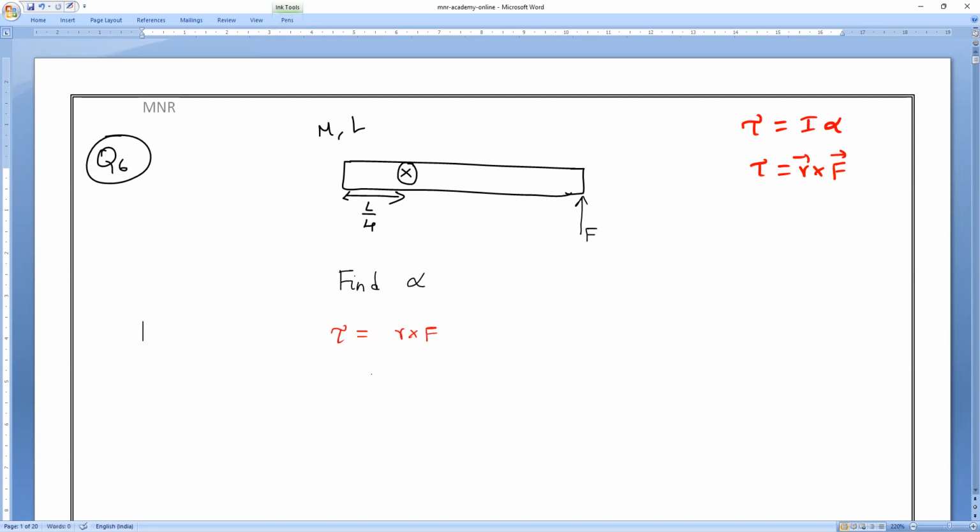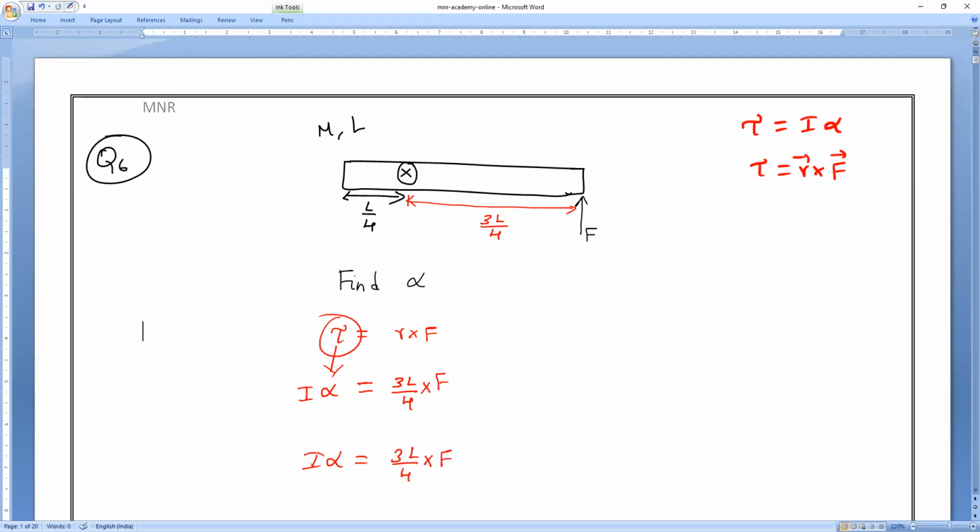So can you tell me what is the R, everybody? R value is how much? So F is F. R value is how much, guys? The radius. How much is the distance? Total is L. L by 4 is over. So how much is remaining? 3L by 4. So 3L by 4 into F. So we all know another formula for tau, that is I into alpha. So I into alpha is equal to 3L by 4 into F.